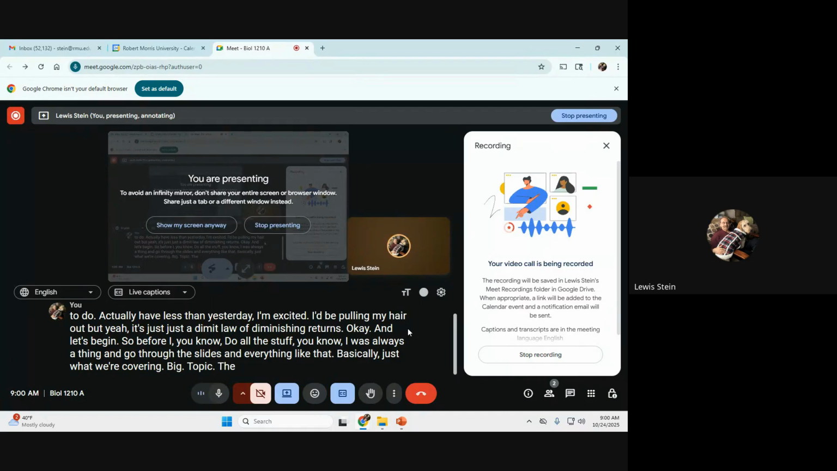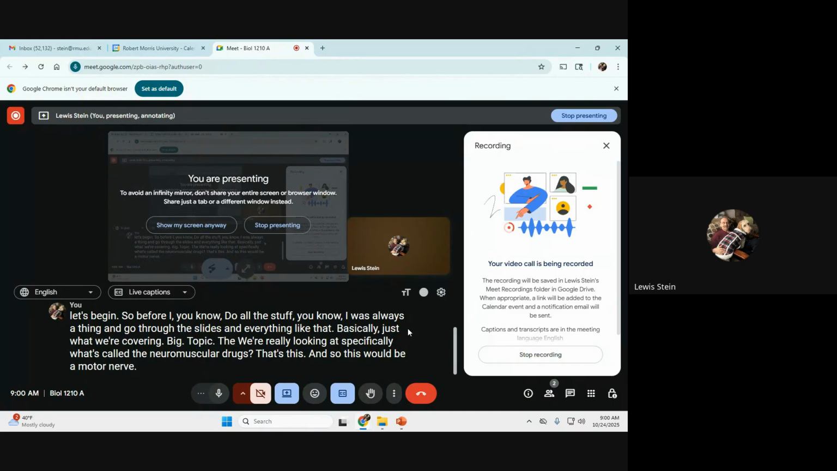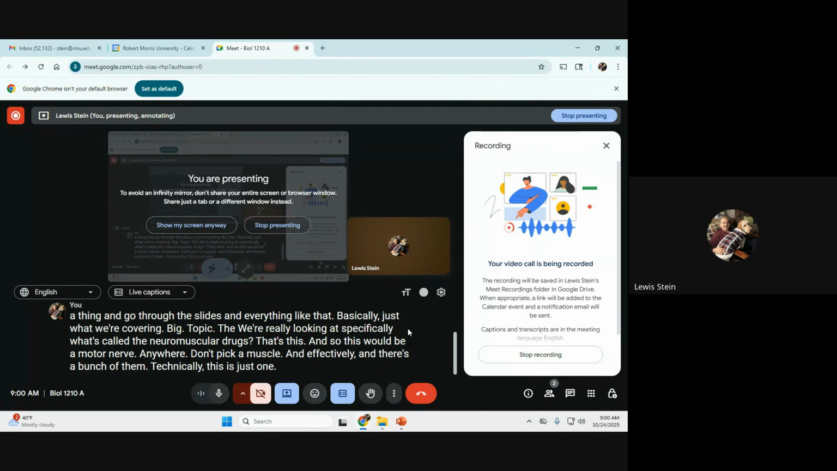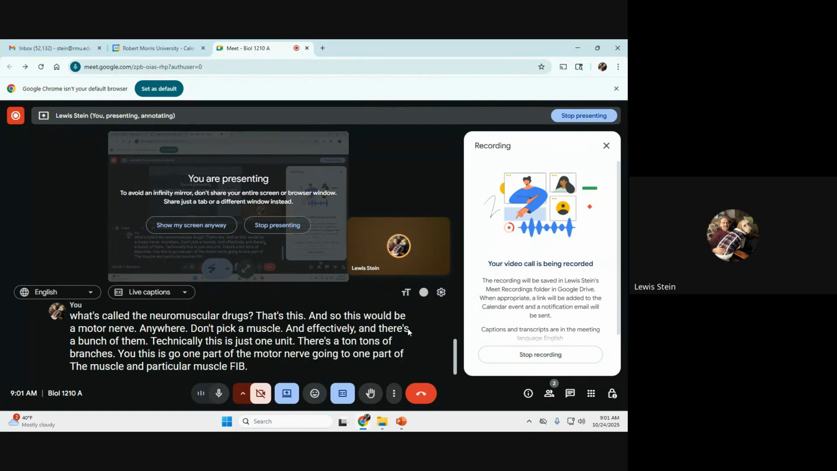So we're really looking at specifically what's called the neuromuscular junction. That's this. And so this would be a motor nerve, any motor nerve, go pick a muscle. And effectively, and there's a bunch of them. Effectively, this is just one unit. There's tons of branches, as you will see. And this is one part of the motor nerve going to one part of the muscle, and a particular muscle fiber. That's the individual cell.